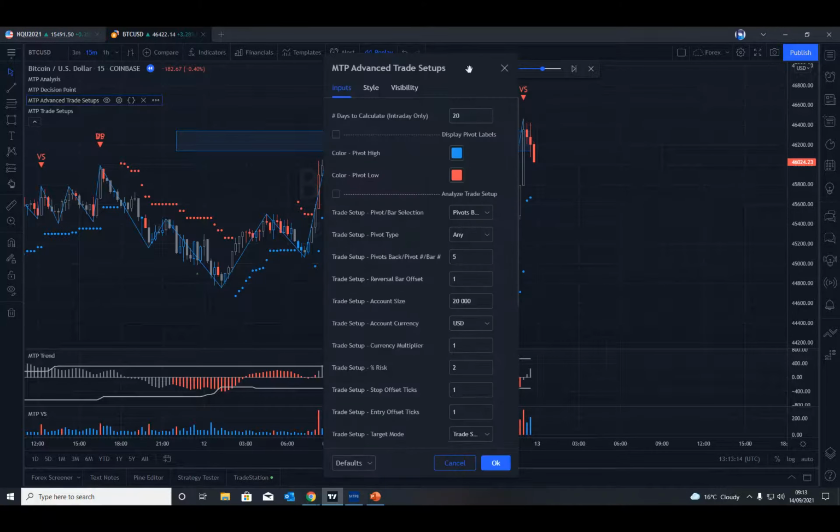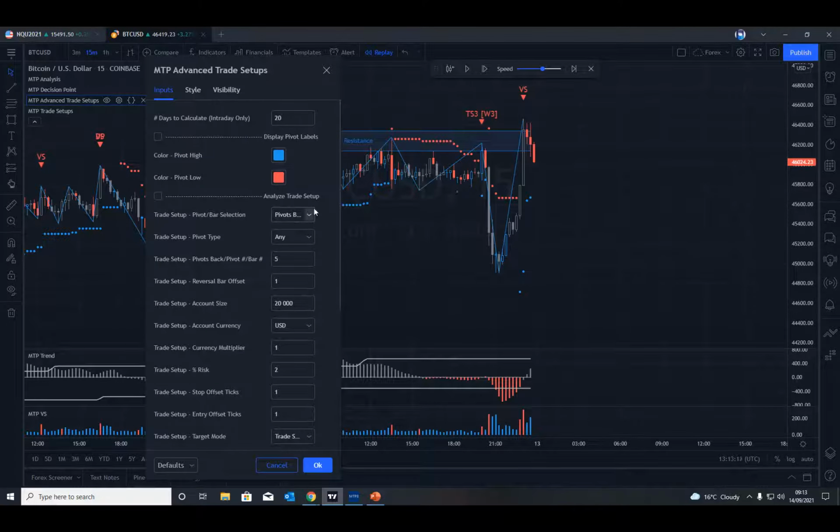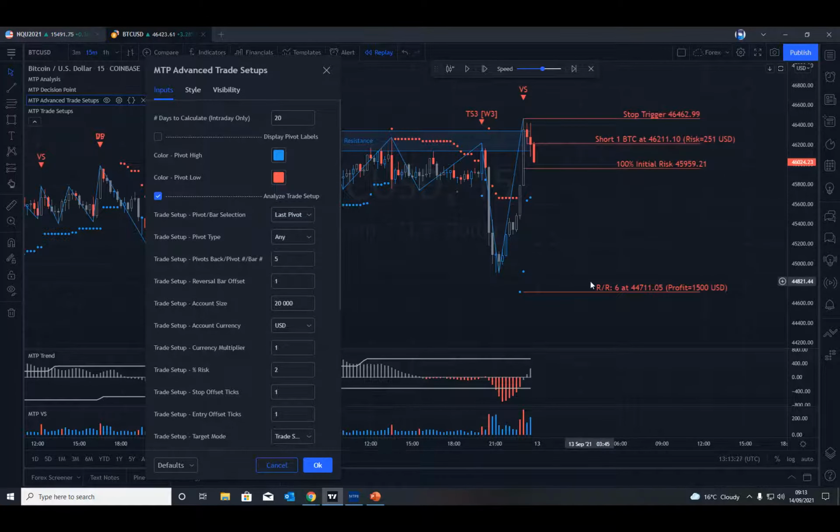There's also an advanced trade setup, again on the last pivot, with a 1 bar offset because it's 1 bar after the high. This is also a trade setup to take. This time, the potential profit was 6 times the initial risk.